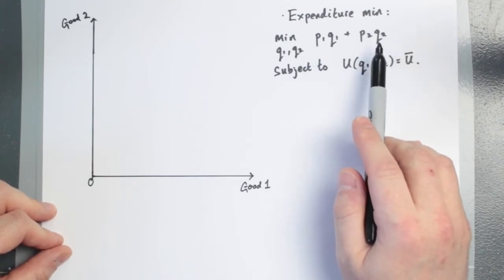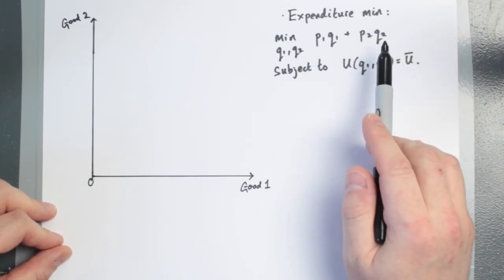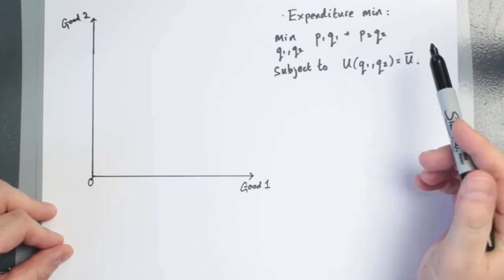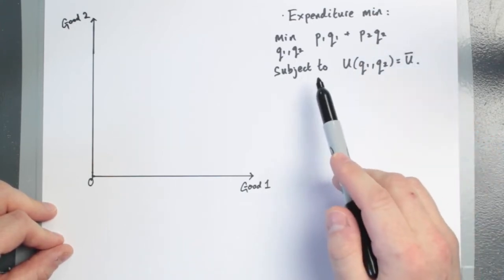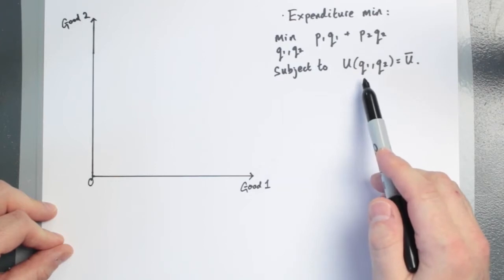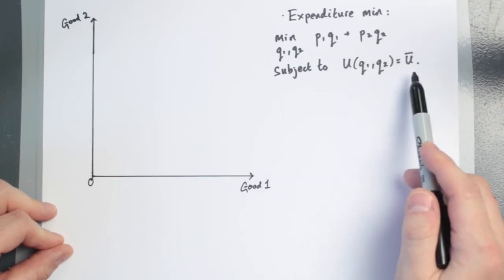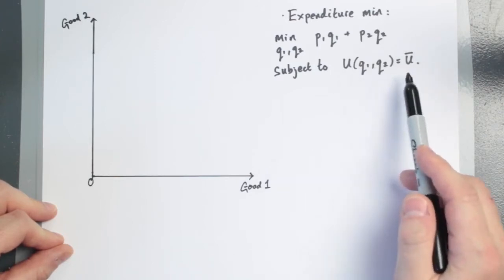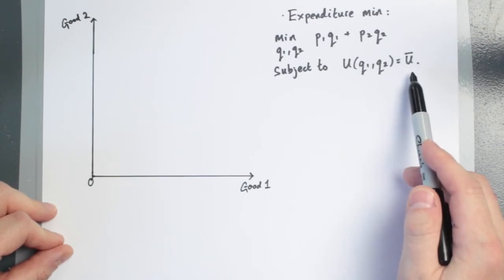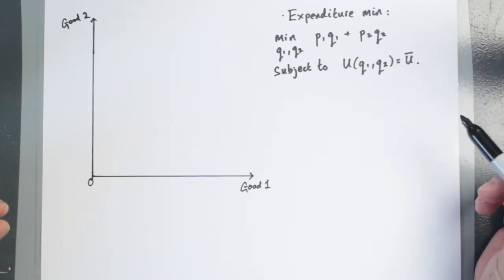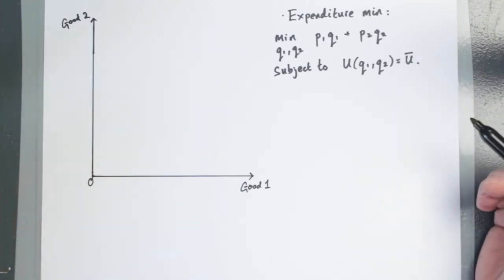Now clearly, if there was no constraint, you would solve the problem by buying 0 of both. But there's a constraint that says when you choose this bundle, Q1 and Q2, the utility of that bundle has to equal a target level of utility, which we're going to denote U bar, so U with a line on top. So how do we represent this?